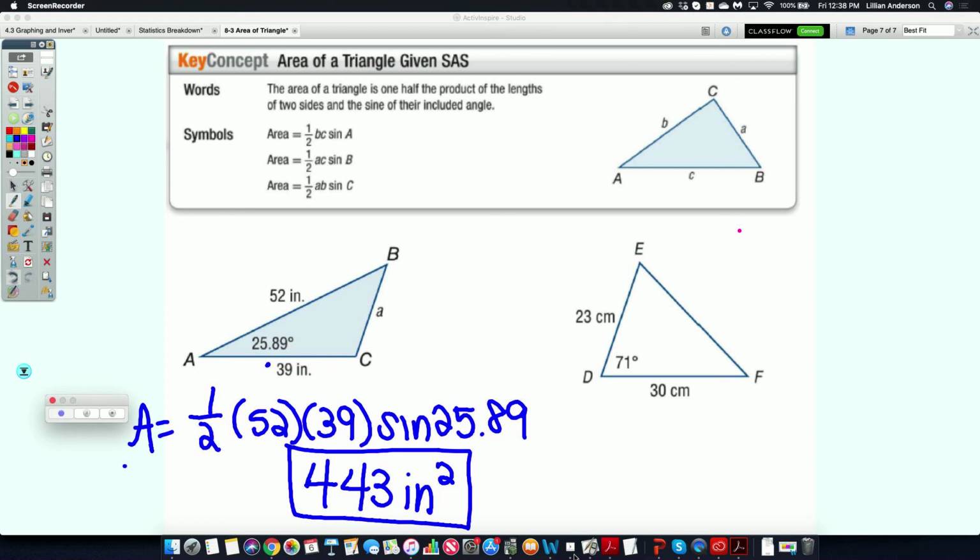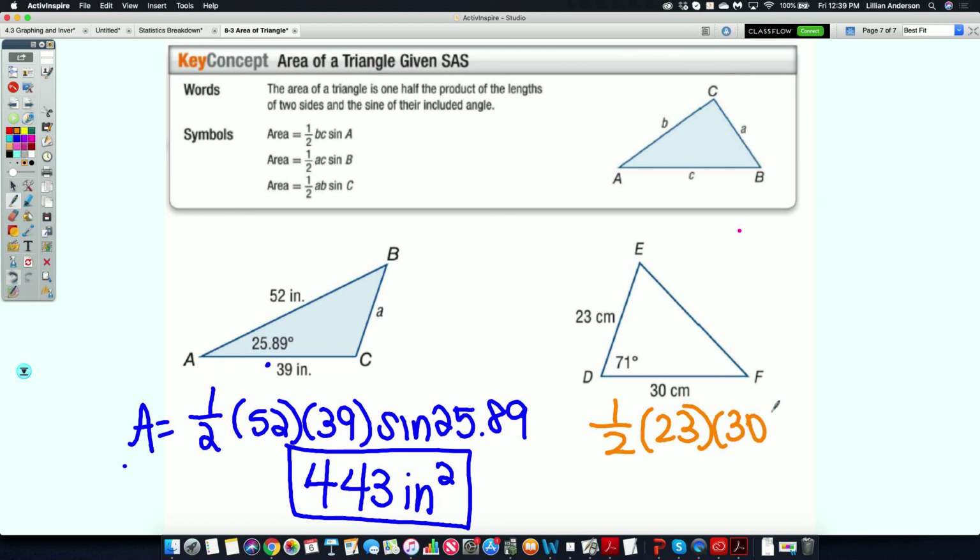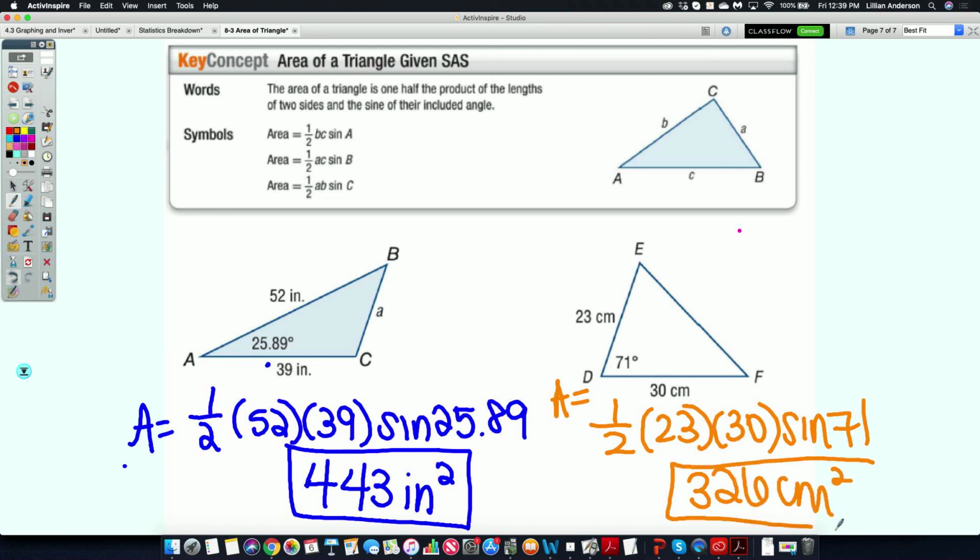You guys do the second one on your own. Okay, so when we set this up, hopefully set up as 1/2 times 23 times 30 times the sine of 71. Yes? Okay, so that is our setup for the area. What do you get for your answer? 326 centimeters squared. Very good. Don't forget about your units. Did we forget about our units on our homework? I don't think there were any units on your homework.